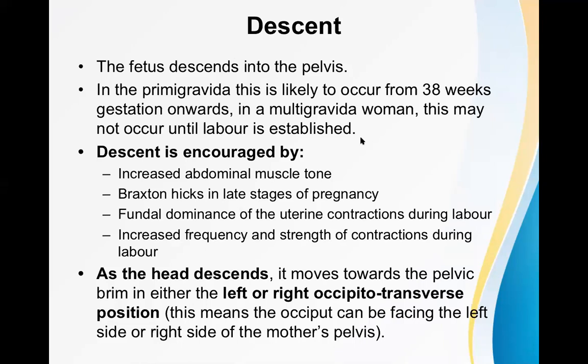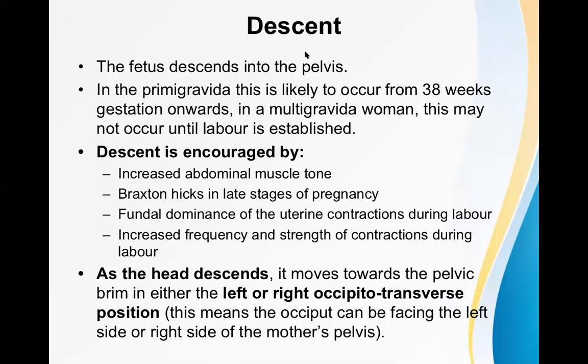So it may start right from the time the pregnancy becomes term, that is 38 weeks onwards. Whereas in a multigravida, it may not happen until labor is established. Now what do you mean by established labor? When true labor pain starts. That's the point. Now, descent is encouraged by this mechanism.